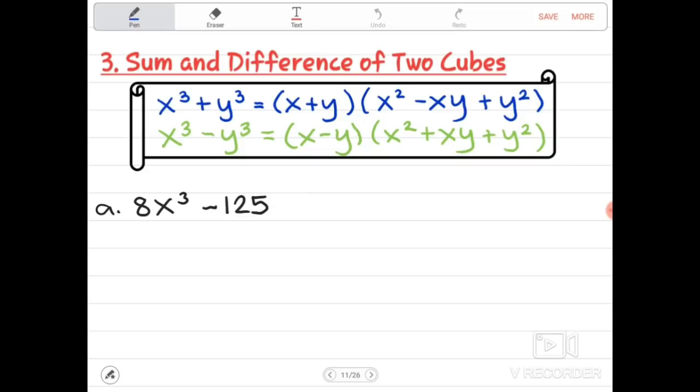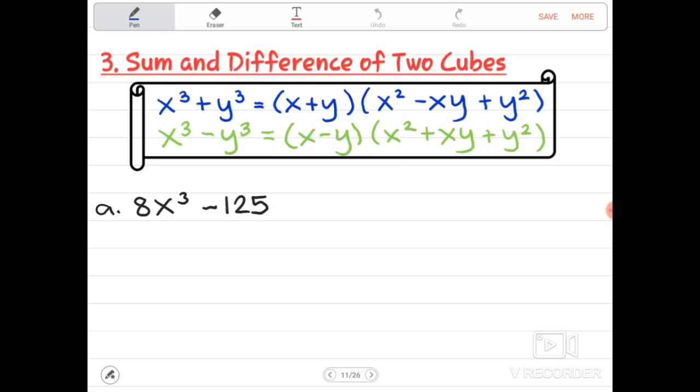Let us try. So, 8x cubed minus 125. First question, do 8 and 125 have a common factor? Obviously, none. The same with the variable, none also. Next question, are they perfect squares? Obviously not, because 8 and 125 are not perfect squares. Then, let's proceed to the third, sum and difference of two cubes. Are they perfect cubes? So, yes.